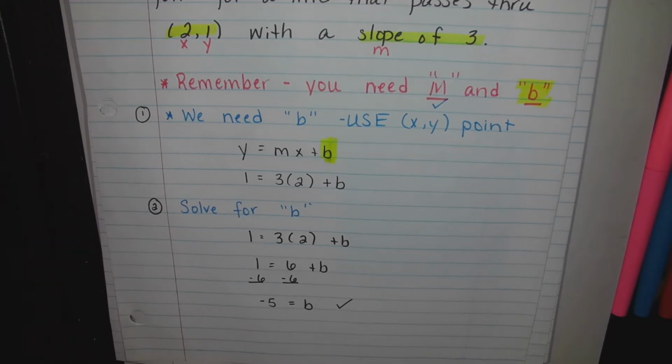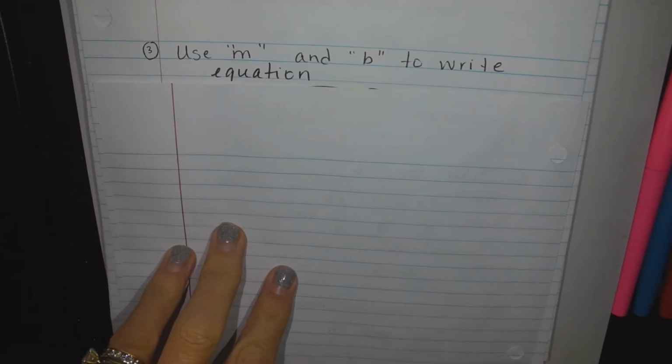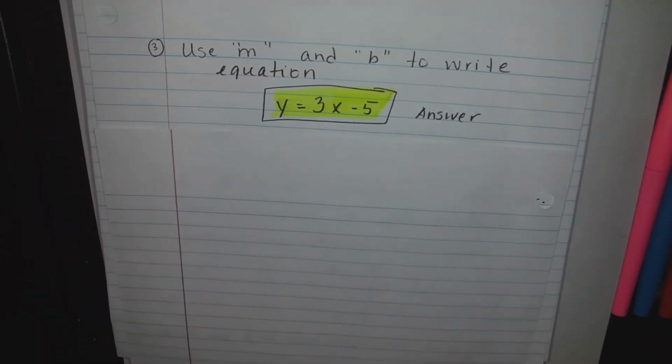Somebody said it, right? The equation. All right, so here we are. So we've got m and b. B is -5. Check. This is the easiest step of all. No math needed. Here's your answer: y equals 3x minus 5.